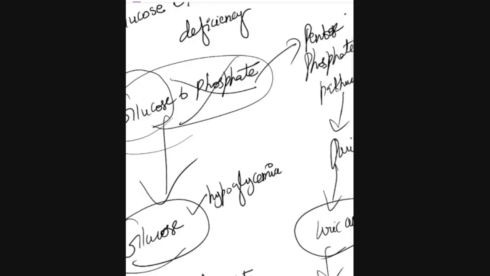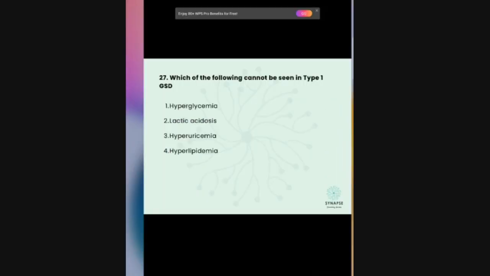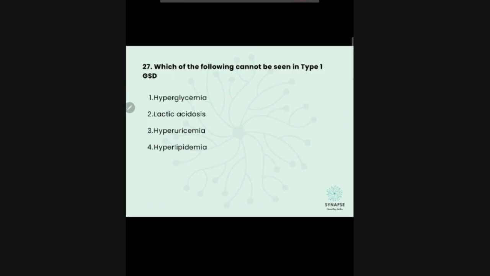So glucose 6-phosphatase deficiency. See our question. You will have hyperuricemia, hyperlipidemia, lactic acidosis, hyperglycemia. In the option, which of the following cannot be seen? It is hyperglycemia. Always I have hypoglycemia. Okay, I have hypoglycemia. Next, which of the following is a lysosomal storage disorder?